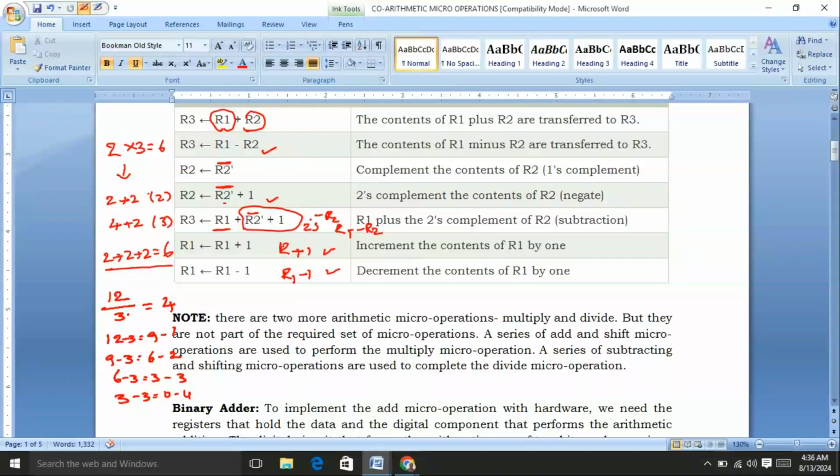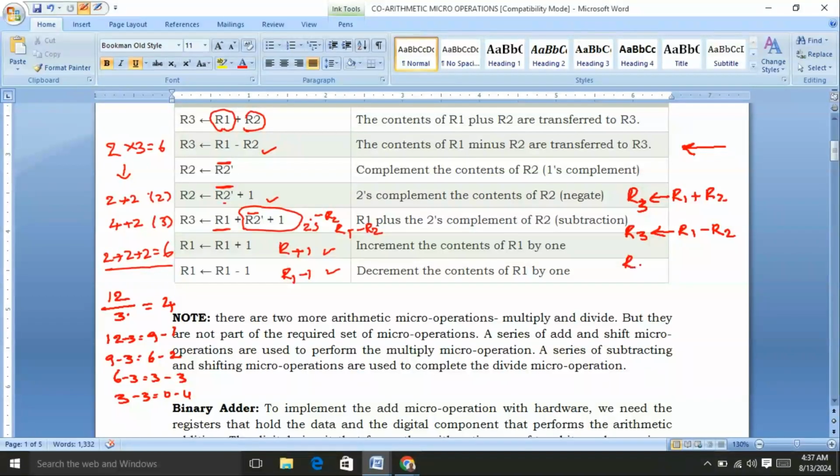Please remember carefully these 7 operations. I am writing here once again. R3 is assigned R1 plus R2. This is the first one. The second one is R3 assigned R1 minus R2. This is not the subtraction. We use the arrow symbol to represent the flow of data. We know that all the instructions are performed from right to left.